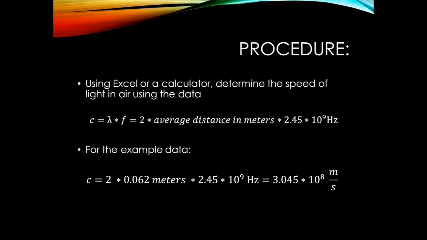You can now use Excel or a calculator to determine the speed of light using your data. Remember, we said that the speed of light is equal to the wavelength times the frequency. We also explained that the average distance between cook spots would be half the wavelength. Therefore, if we take 2 times our average distance in meters and multiply it by the frequency, 2.45 times 10 to the 9 hertz, we get the speed of light. For the example data, we calculated the speed of light to be 3.045 times 10 to the 8th meters per second.